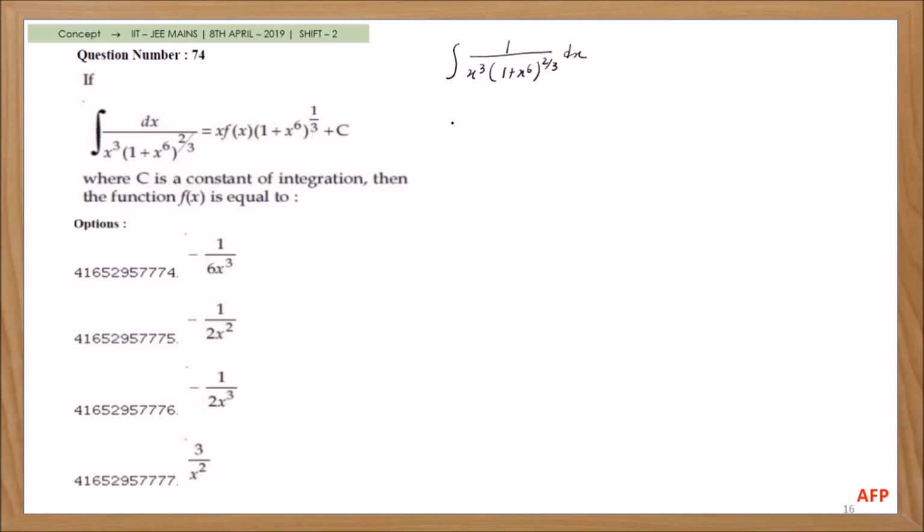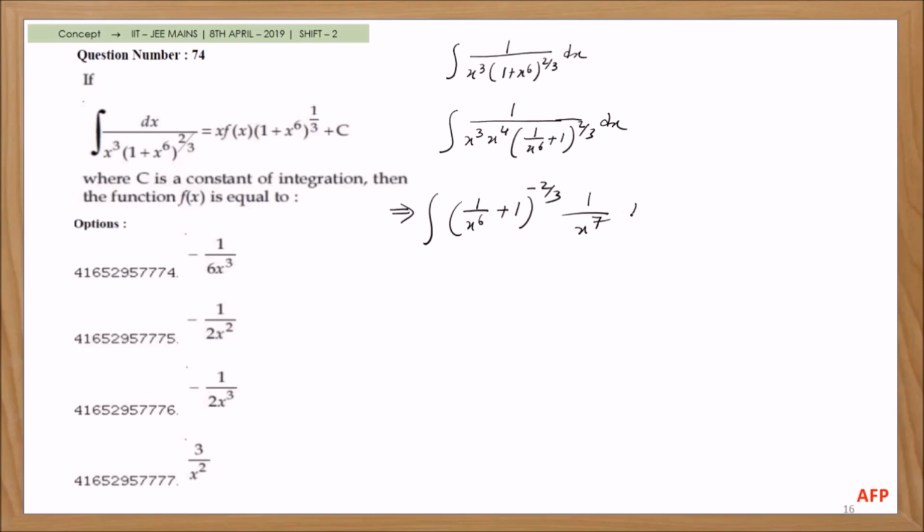Okay, now what we can do, so we will take here x raised to 6 common outside. So if I take x raised to 6 common outside, what you are getting? So it will be so x raised to 4 you will be getting the answer. So 1 by x raised to 6 plus 1 whole raised to 2 by 3 dx you got. So this implies, so if I take it to the numerator, 1 plus x 1 divided by x raised to 6 plus 1 minus 2 by 3. So 1 divided by x raised to 7 dx.